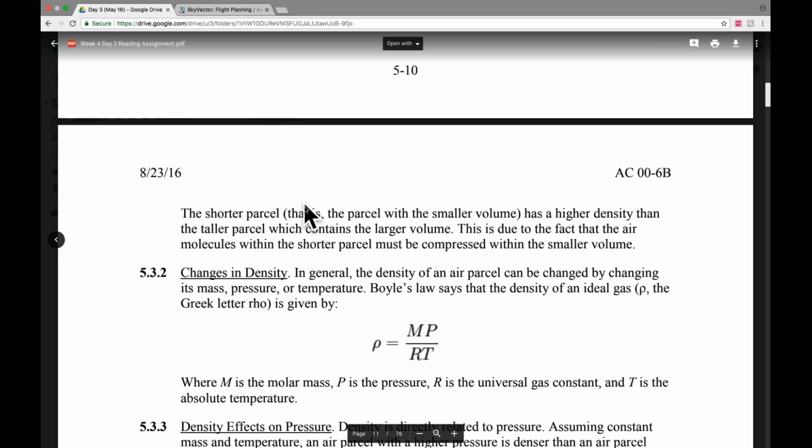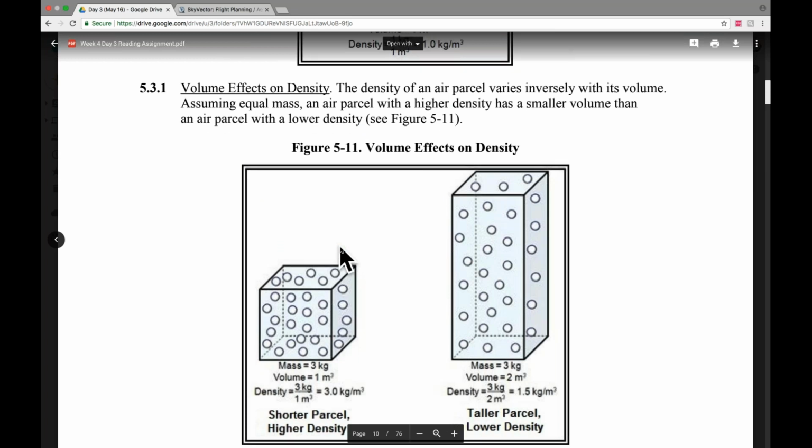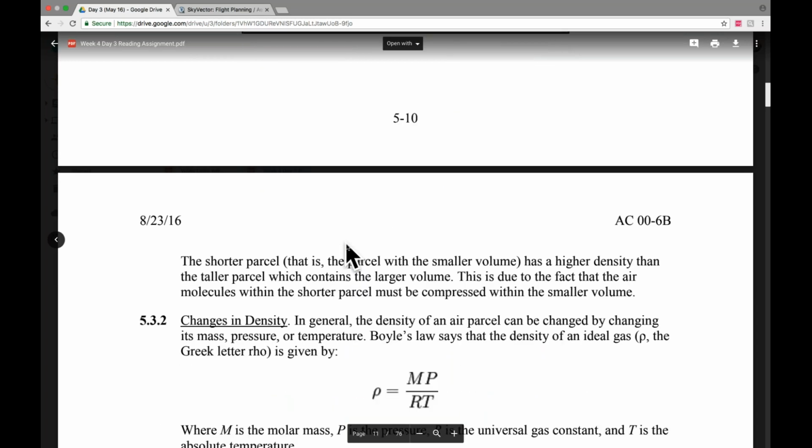So the shorter parcel has a higher density than the taller parcel, which contains a larger volume. This is due to the fact that the air molecules within the shorter parcel must be compressed within the smaller volume. Kind of self-explanatory there, right? Trying to cram the same number of air molecules just in a smaller space.